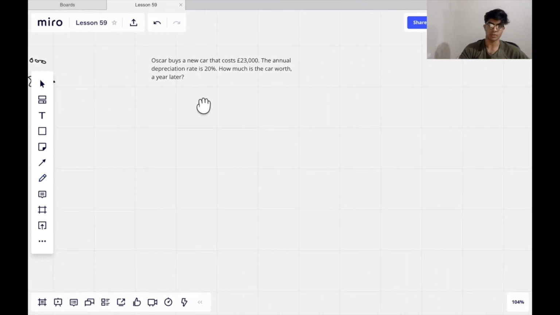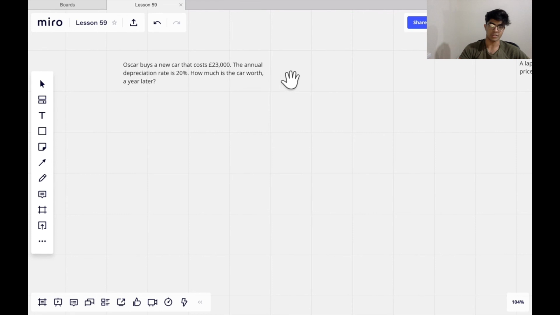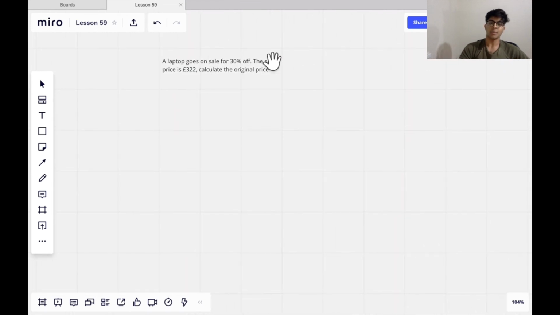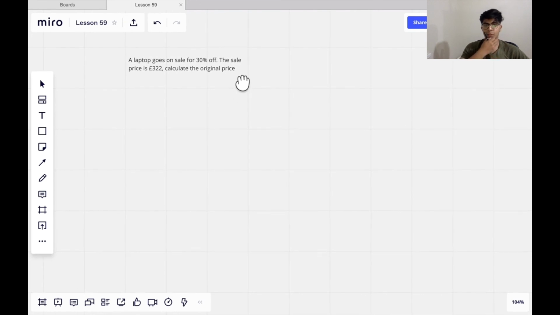Okay, another question. I'll copy it again. A laptop goes on sale for 30% off. The sale price is £322. Calculate the original price. Okay, so if the sale price is 30% off, it means that the new price is 0.7 times the original price, right?